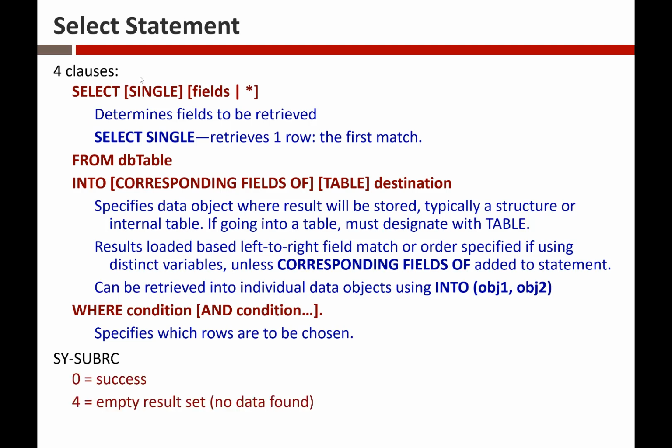SY-SUBRC. If it's 0, that means we have success. That's universally true. Other common error numbers you will see is if you see a 4, that means you didn't get back anything. Empty result set, no data found. So you could execute a select statement, and usually what we'll do is we'll structure the logic to say if sy-subrc does not equal 0, then we trigger some kind of error handling.